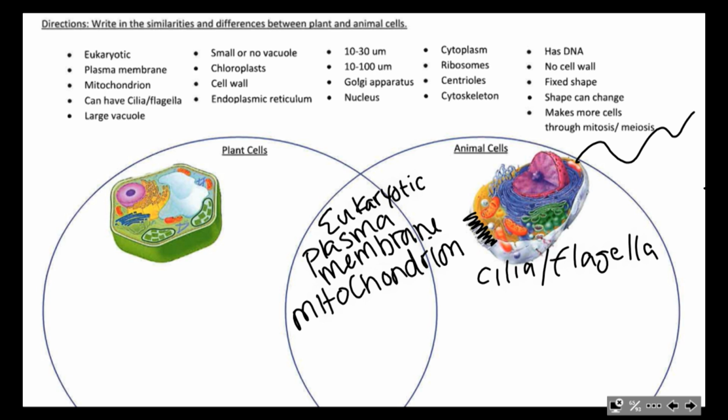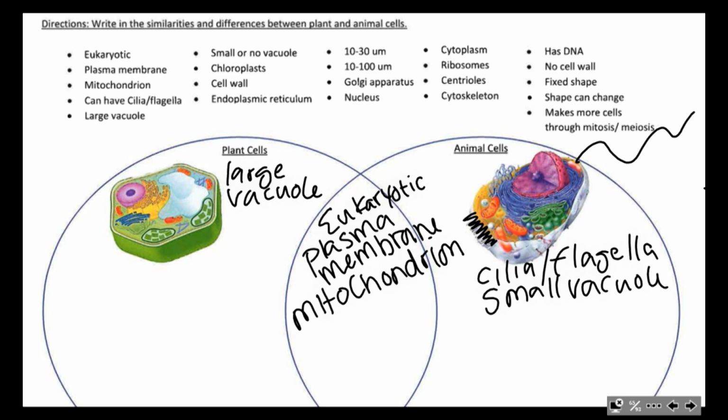Okay, let's do the next one, the large vacuole. Now, this is one that we talked about earlier. Does anyone remember where this should go? Well, I see almost this swimming pool looking thing in the plant cell, and that is actually water. So we're going to go ahead and put large vacuole over here under plant cells. That's a dead giveaway that you're looking at a plant cell. Okay? So the next one is small or no vacuole. Well, if the plant cell has the large one, the animal cells have the small one. So we'll put small vacuole.